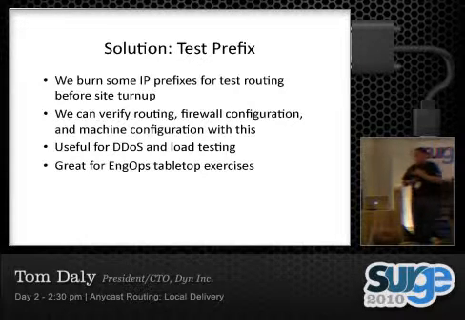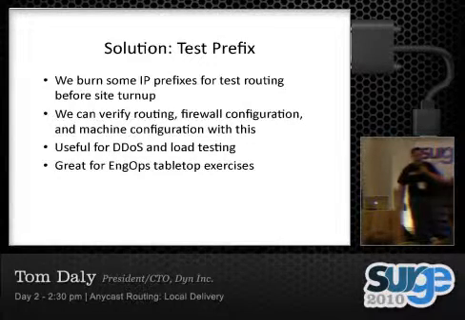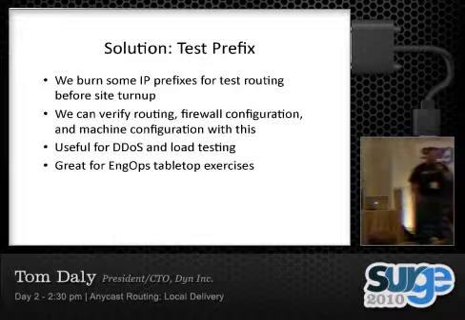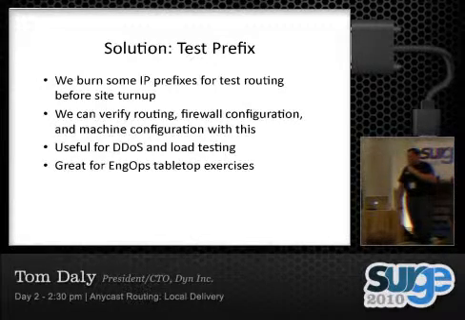This can also be really useful for DDoS testing. So if you want to know how well your app's going to hold up to a DoS, go grab some Amazon nodes, write some shell scripts, have them come hammer this test prefix with something like Apache Bench or your own custom written UDP hammer. Not that those exist, but you can get them.